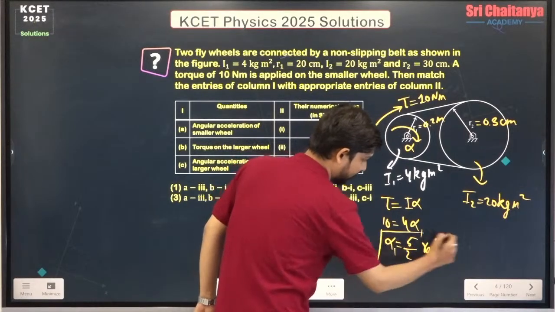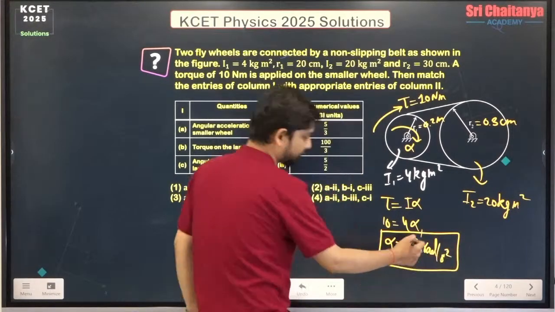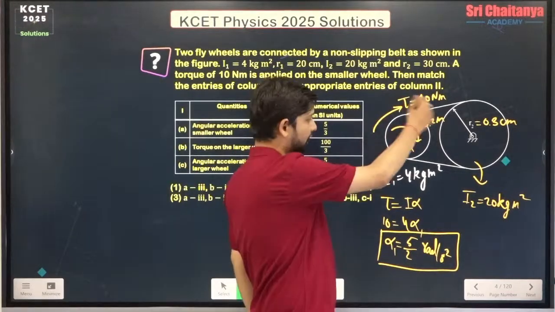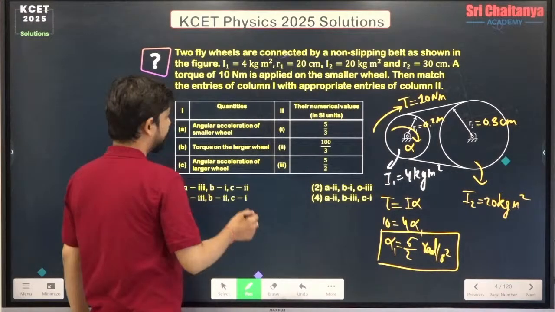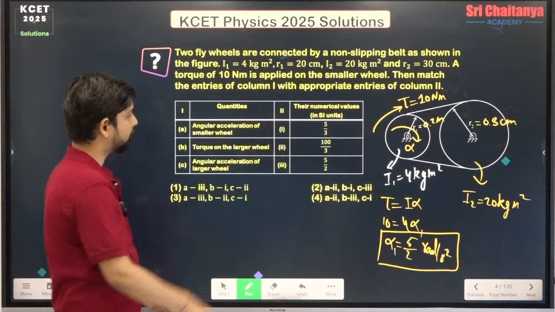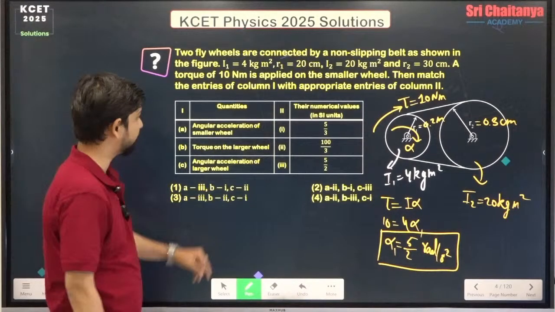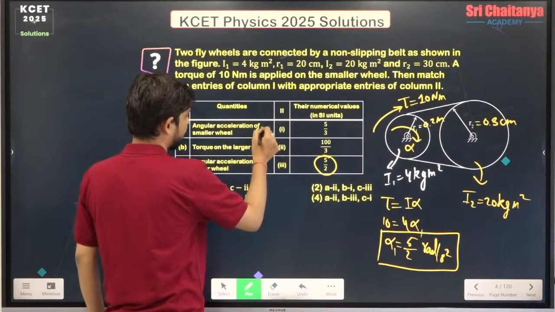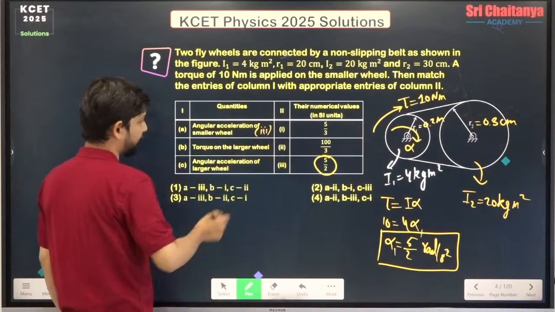As all the values are assigned, we can say that this is going to be the value of alpha 1, that is 5 by 2 radian per second square. It is still in the first option of the measure of the expression of the smaller value. So the expression of the smaller value is 5 by 2. So for A, option third is correct.